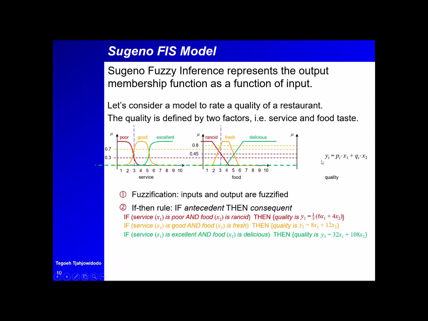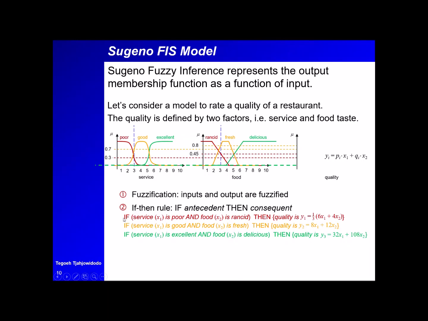So in here, x1 can refer to the surface grade, which in our previous example is 3, and x2 refers to the food taste grade. Again, by coincidence, in our previous example the second input is also 3, with a certain proportion of coefficients p and q here. So using this function, you can define an output for each membership function.